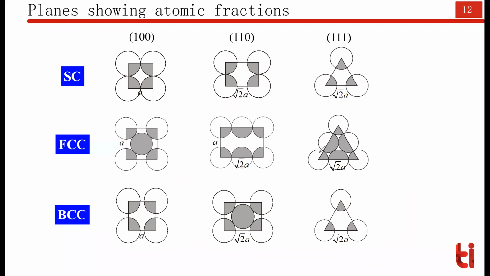You have corner atoms, each contributing only 1/6, and 3 such atoms. So 3 into 1/6 makes half an atom contribution from the corner. And then you have 3 face-centered atoms, each contributing half to the plane. So half plus half plus half, that is 1.5 atoms from the face, and effectively 1/2 of the atom from the corner. Again, making my total effective contribution to be 2 atoms, now divided by its area.